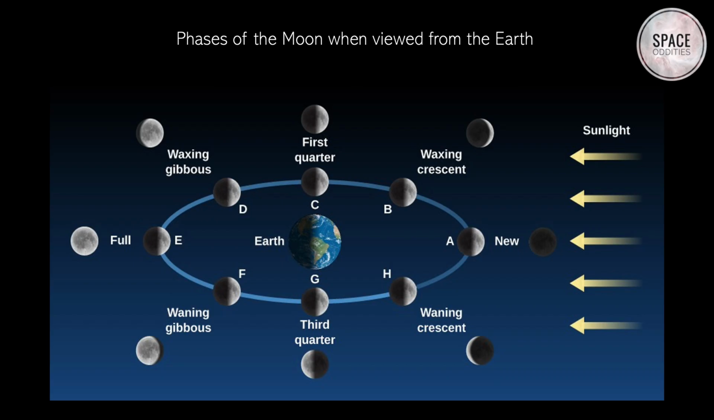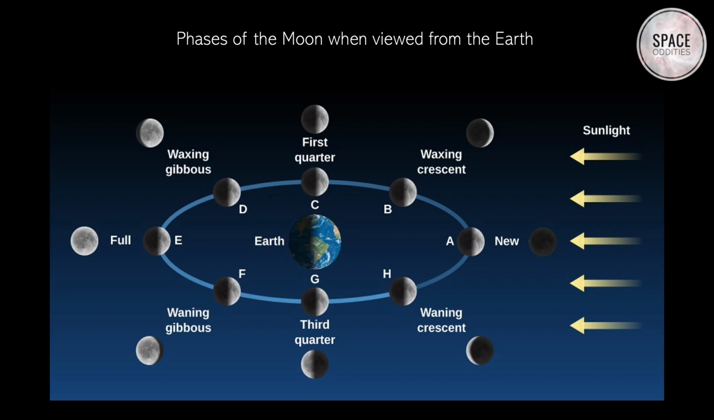Now, due to the fact that the rotation of the moon and the number of days that it takes to go around the Earth is almost identical, it's what we call tidally locked, so we can always see, within reason, the same face of the moon all the time.